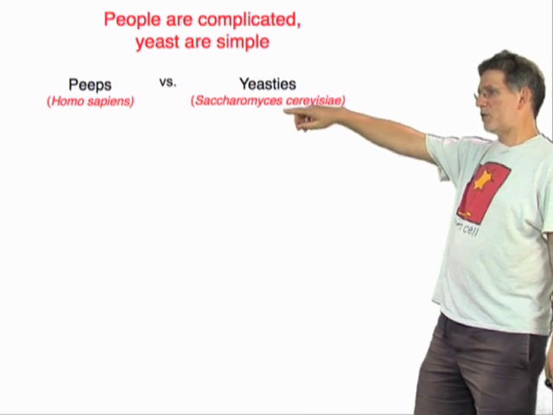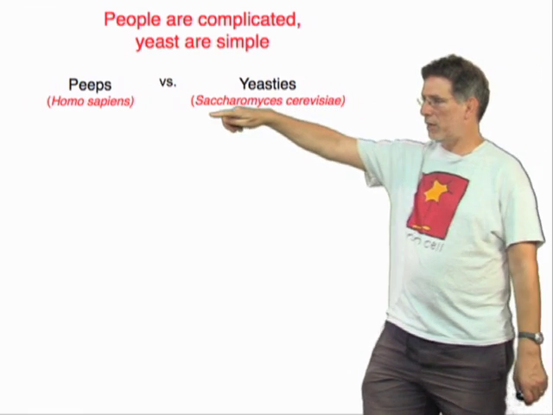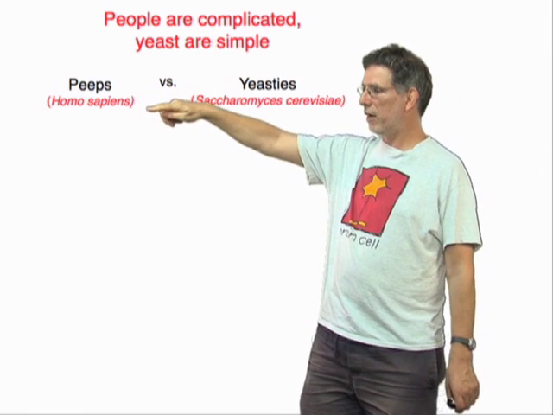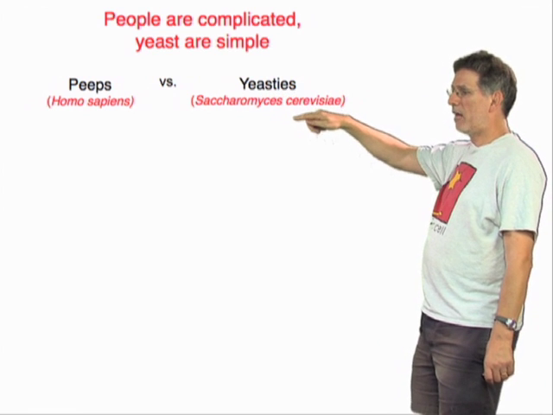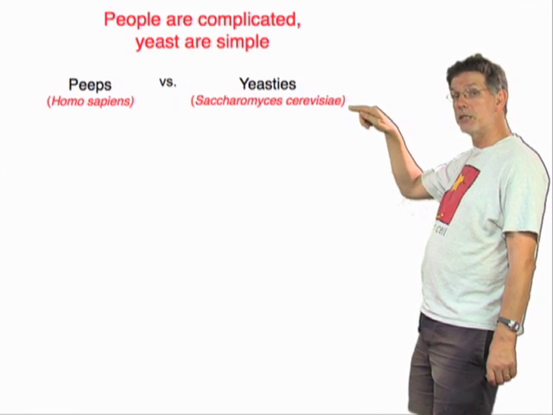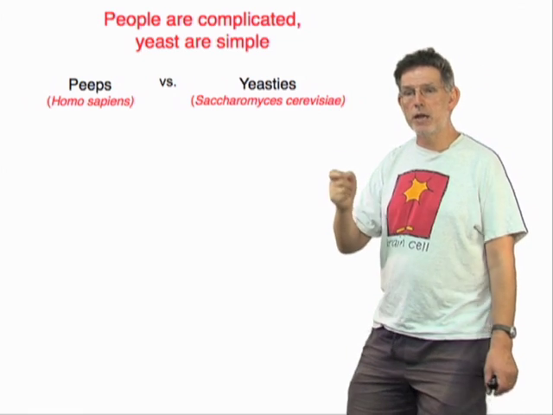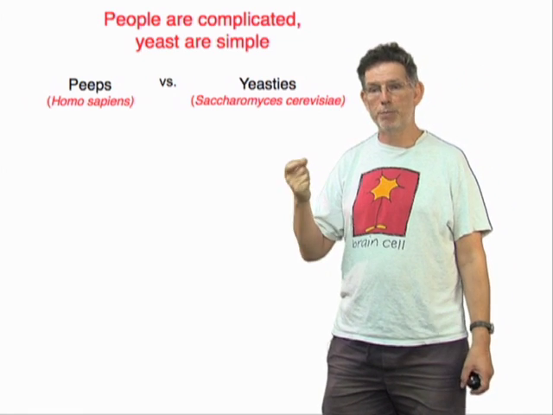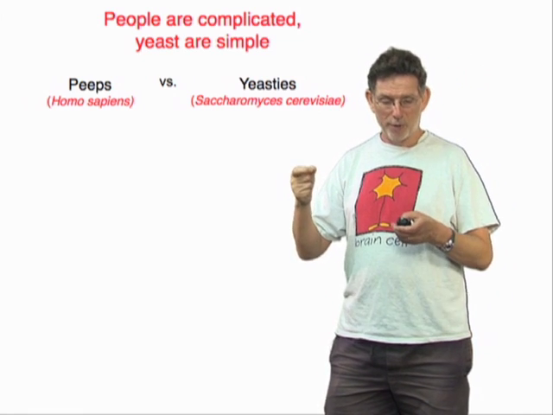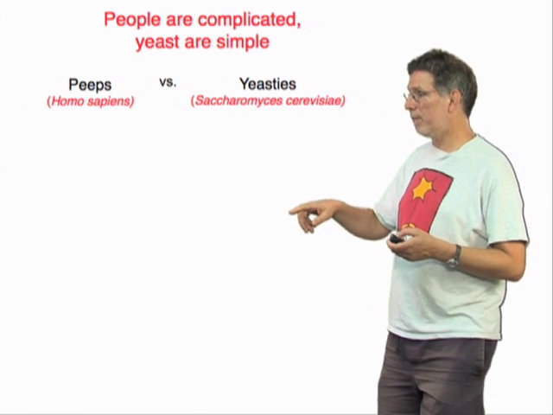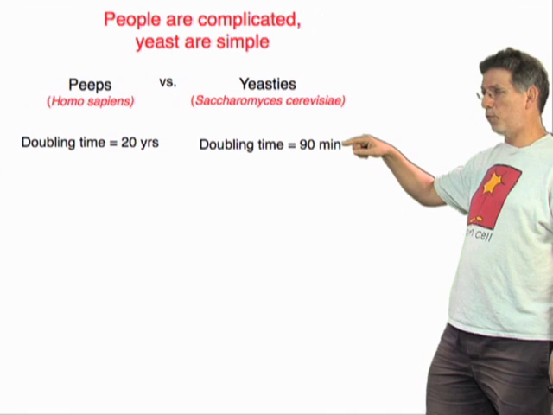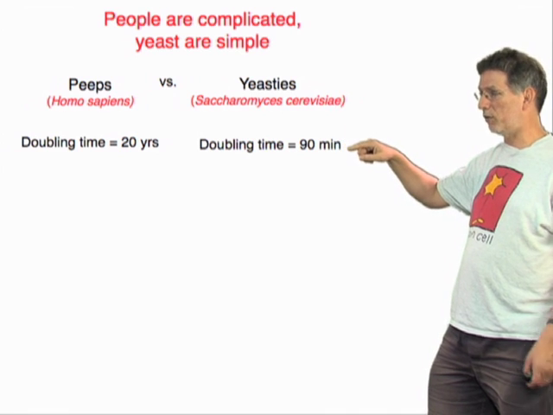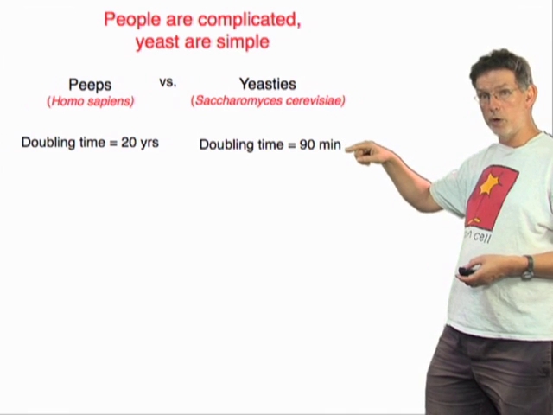And so here's the steel cage match. That's us, the peeps. This is our Latin name, Homo sapiens. Here are the yeasts, and this species is called Saccharomyces cerevisiae. This is the baker's, brewer's yeast. This is what makes beer and wine and bread, which many of us depend quite heavily on. And here are some of the differences between them, all of which, at least on this slide, are in yeast's favor. Yeast can't do science, which is why we're around.